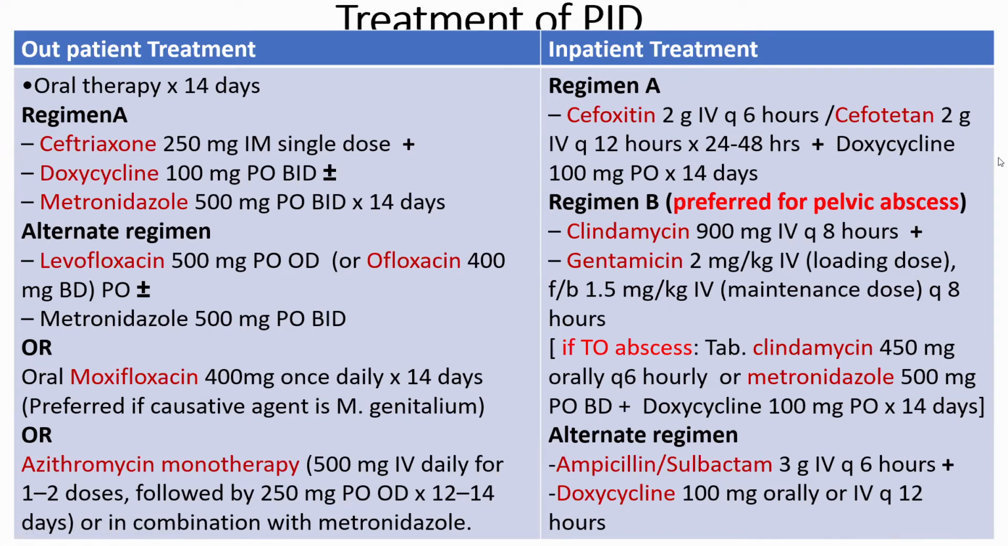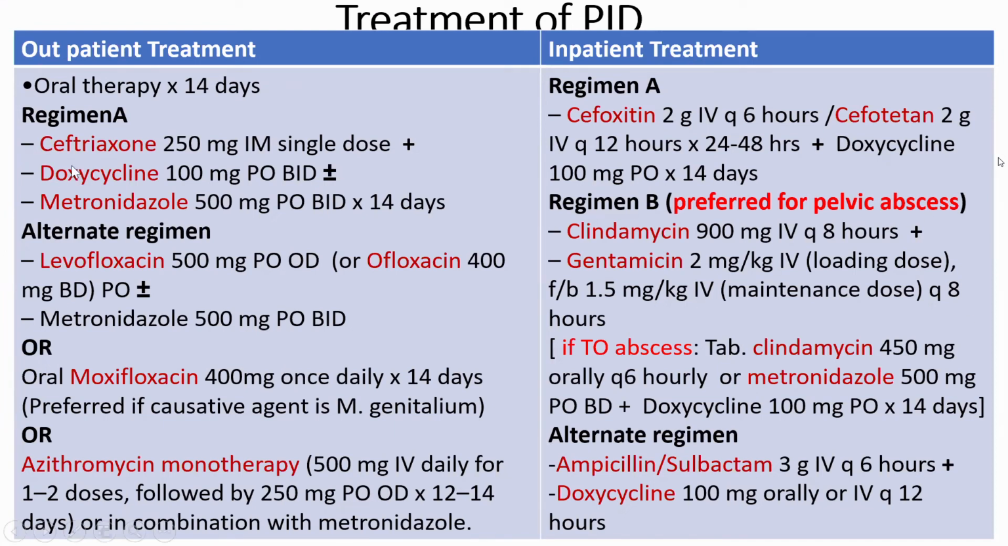Understood? All the other regimens you can see are in tablet form: levofloxacin, doxycycline, metronidazole. Ceftriaxone is only in intramuscular form, so we can give it on an OPD basis, but for IV therapy we have to monitor and admit the patient. So that is the reason the inpatient and outpatient regimens are different.